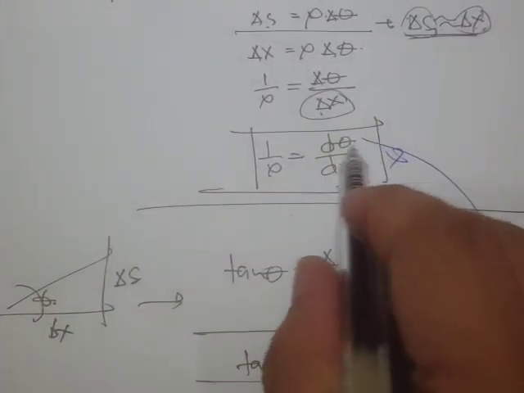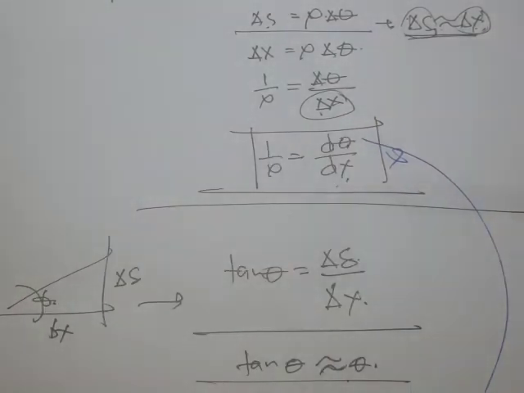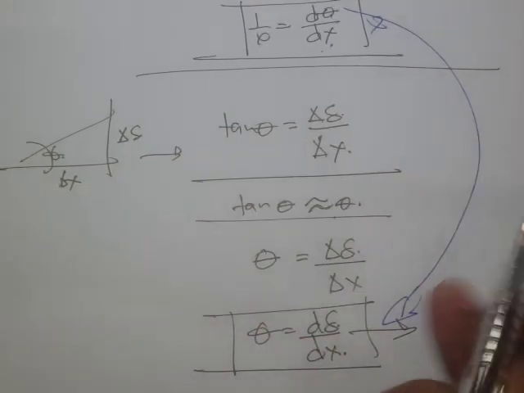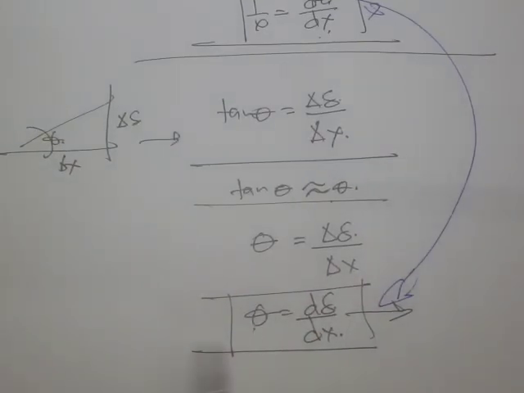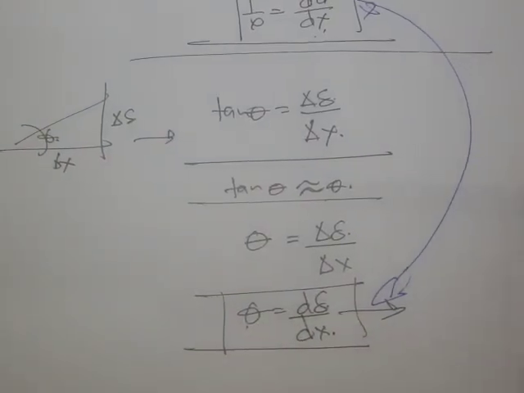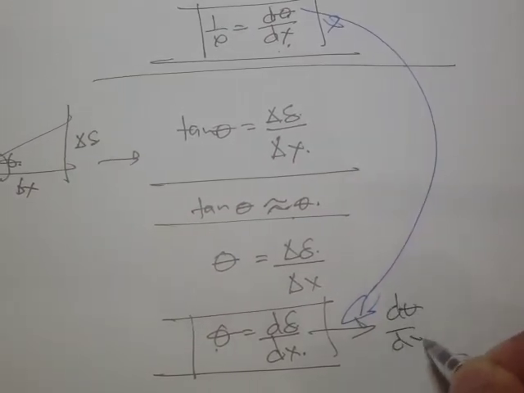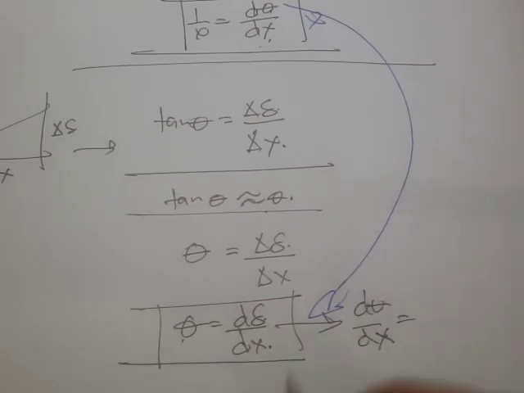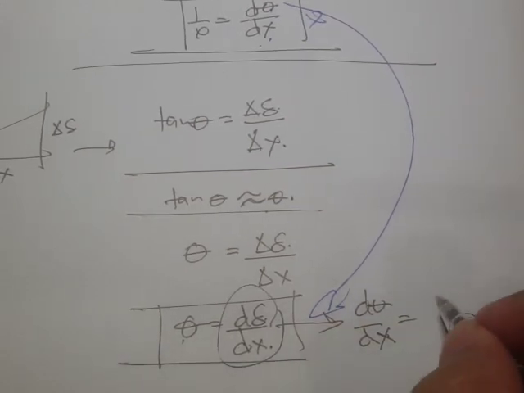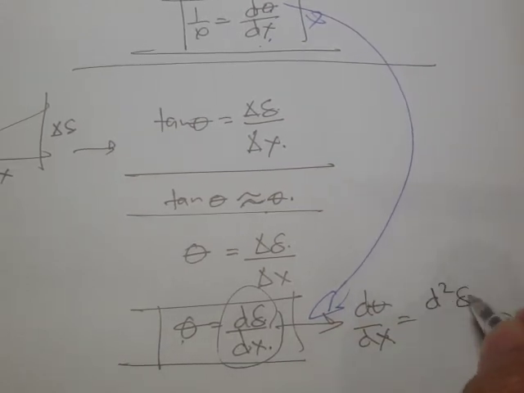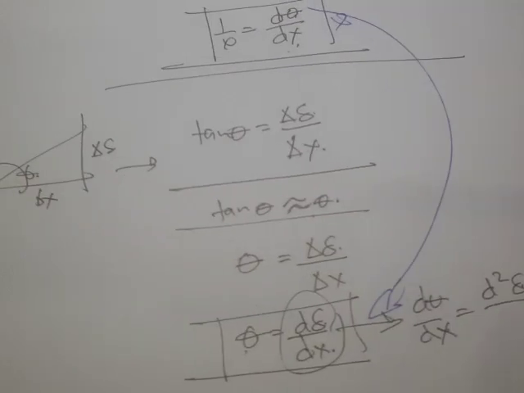We have this d theta all over dx, the first derivative, and right here if we take the first derivative of this theta or this slope, then what we get is d theta all over dx is equal to the derivative of the derivative, that's going to be the second derivative of the deflection curve, of the deflection.